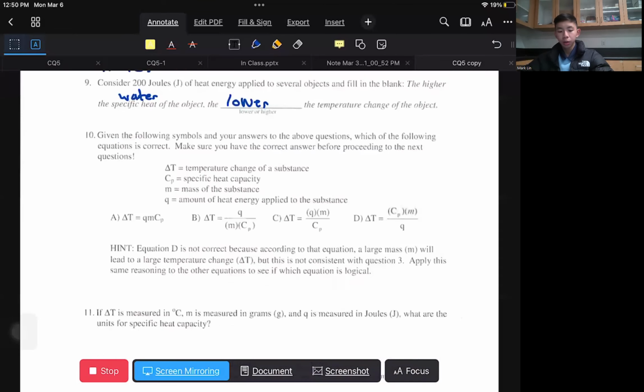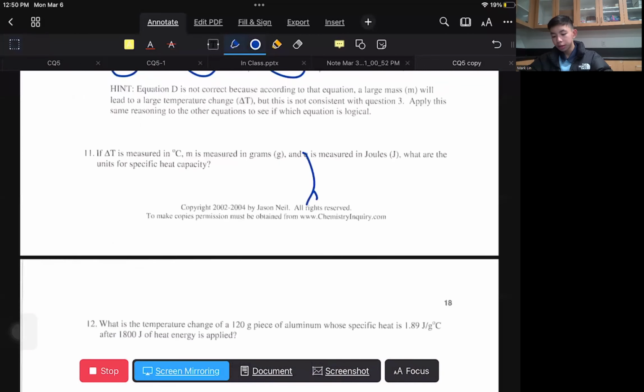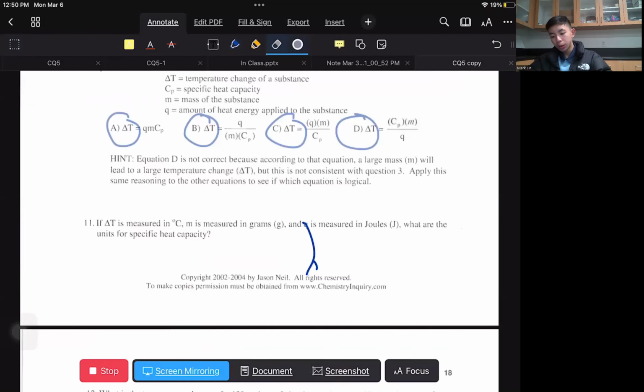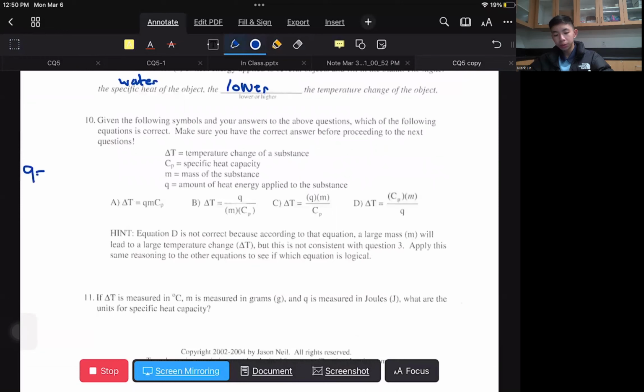Okay, so question 10, we're almost done. Given the following answers to above questions, which of the following equations is correct? So, in each of these questions, you have T equals, T equals, T equals. So the equation is Q equals MC delta T. Basically, we know this because he said it was traumatizing because it's MCAT, right? Q equals MC delta T.